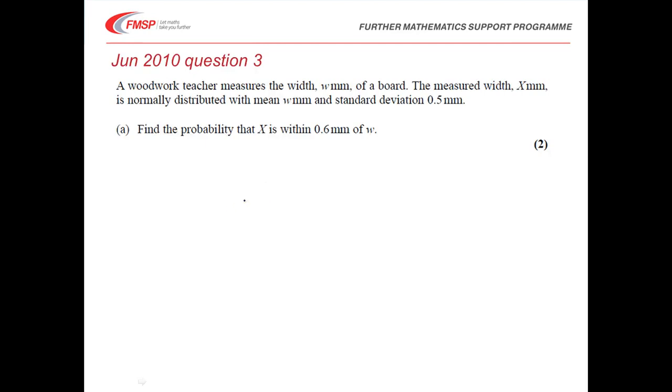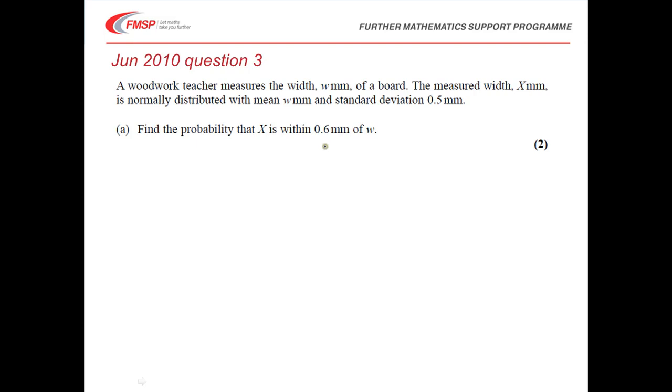Okay, so June 2010 question 3. We've got a woodwork teacher who measures the width W of a board, and the measured width X millimeters is normally distributed with a mean W and a standard deviation of 0.5. Find the probability that X is within 0.6 millimeters of W.